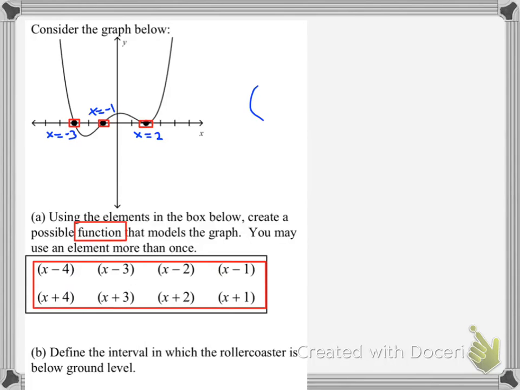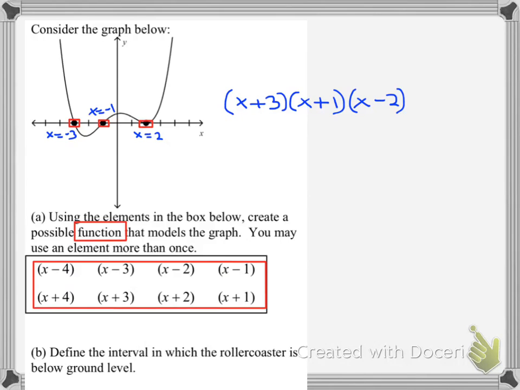We have x is equal to -3, so therefore x plus 3. We have x equal to -1, so therefore x plus 1, because once we use this zero product property, then it becomes x equal to -1. And then we have x is equal to 2, so therefore x minus 2.